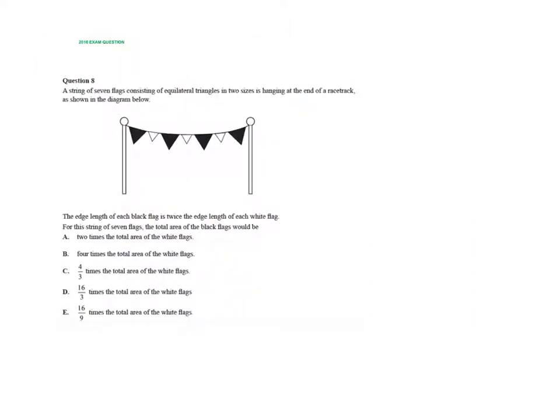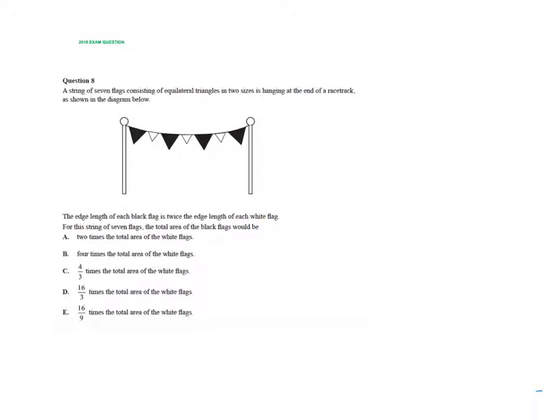Well, here's the exam question. This question is taken from the 2016 exam, and it was really poorly done. Well, it wasn't completed. Not many people got it right. So we really have to have a look at it, and it's to do with similar figures.